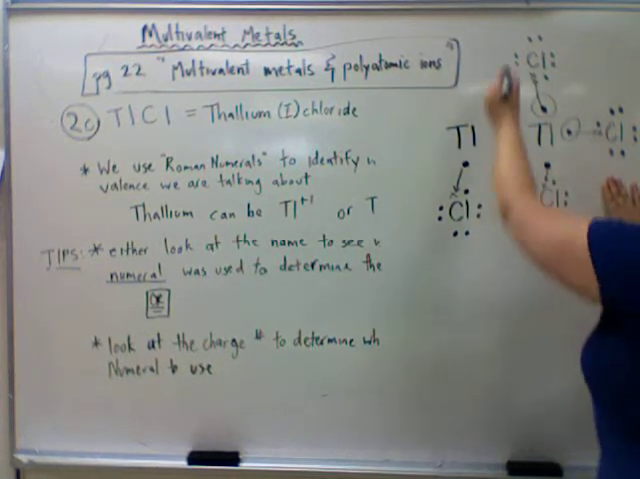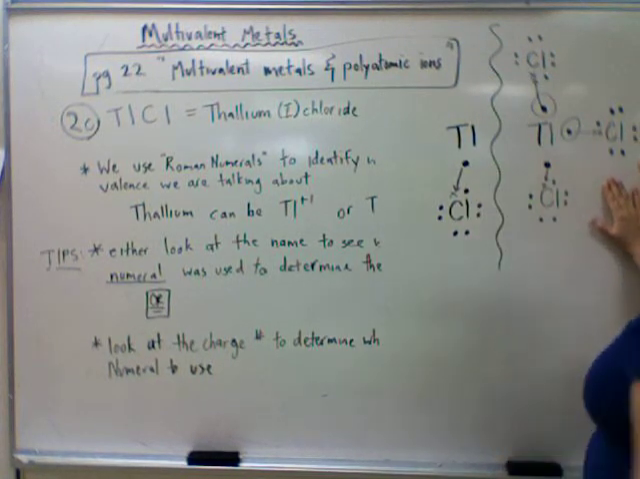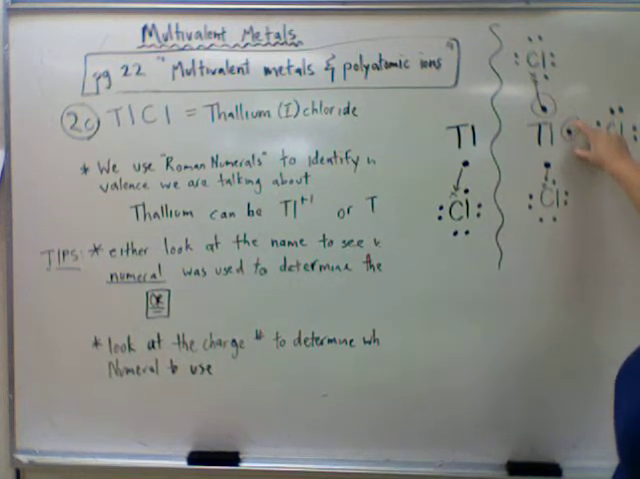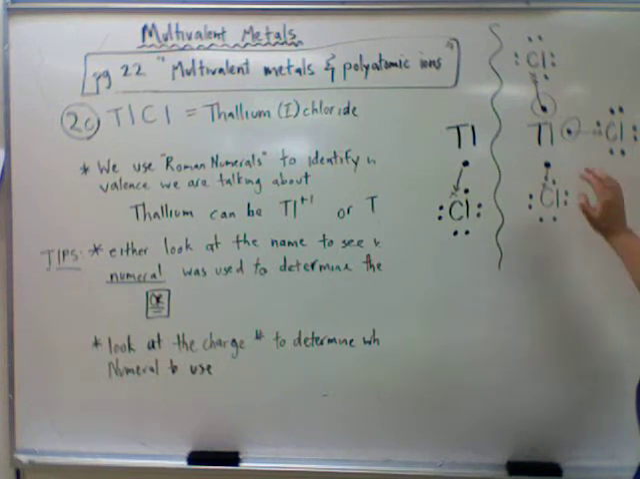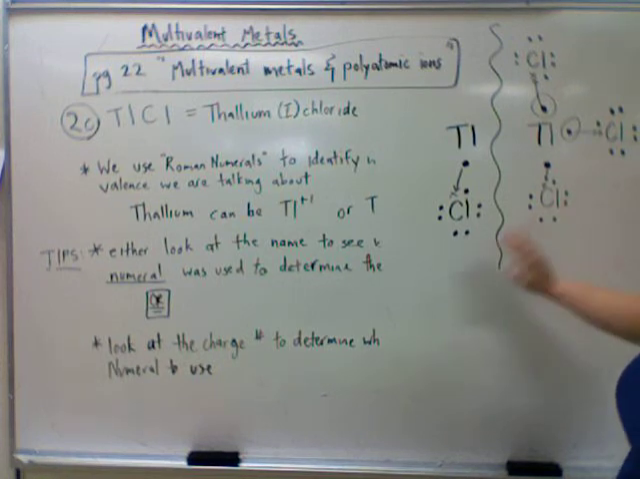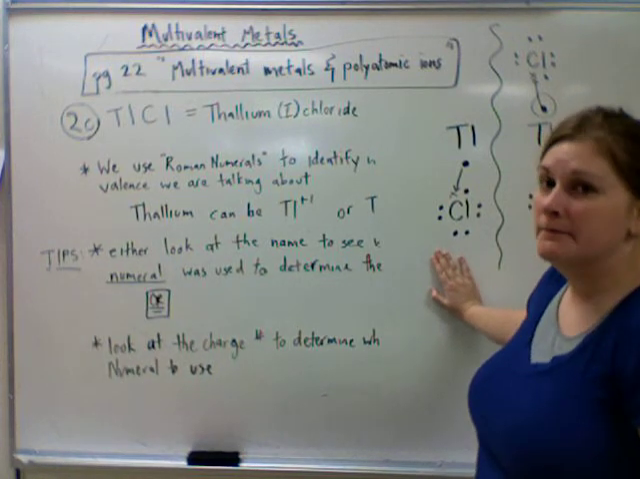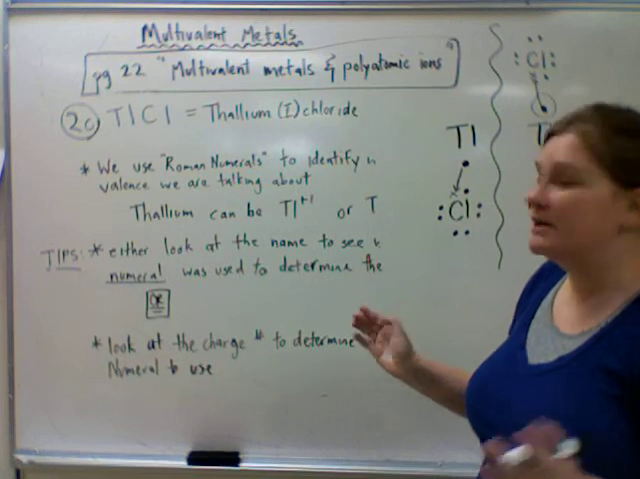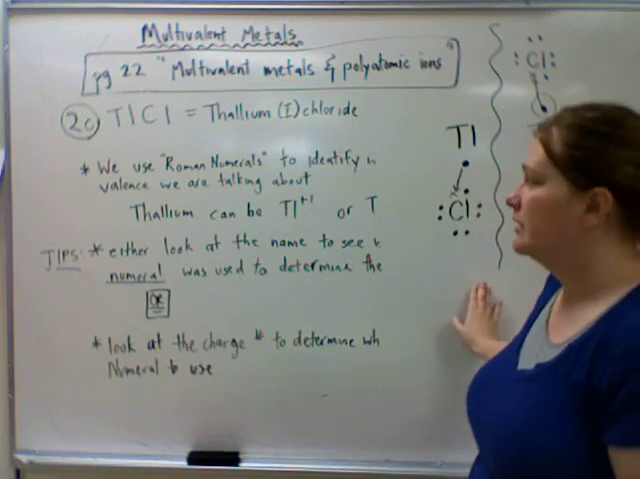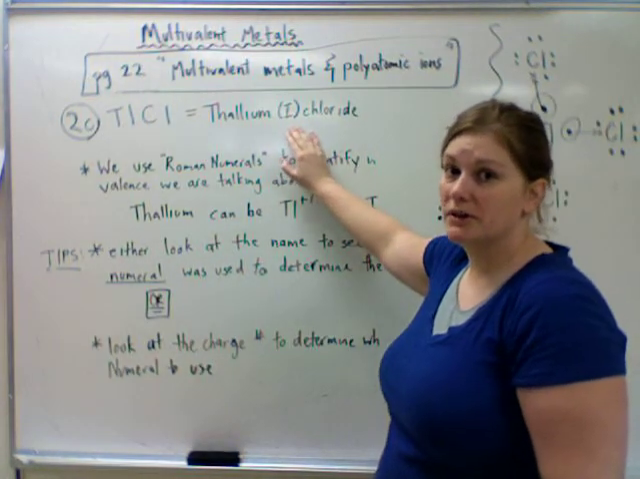This is what thallium 3 would look like. Because there are 3 electrons in its outer shell, it needs to have 3 chlorine atoms to match up with it, because each chlorine atom can only take 1 electron. And this one here, thallium 1, it's an easy 1-to-1 match, because there's 1 here and chlorine needs 1. So we name it with a Roman numeral.